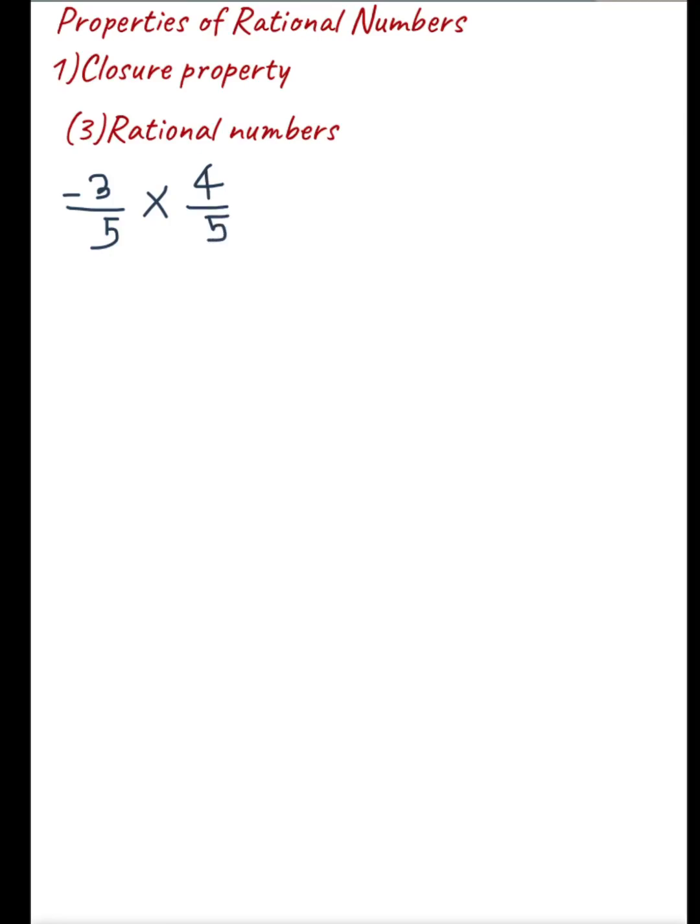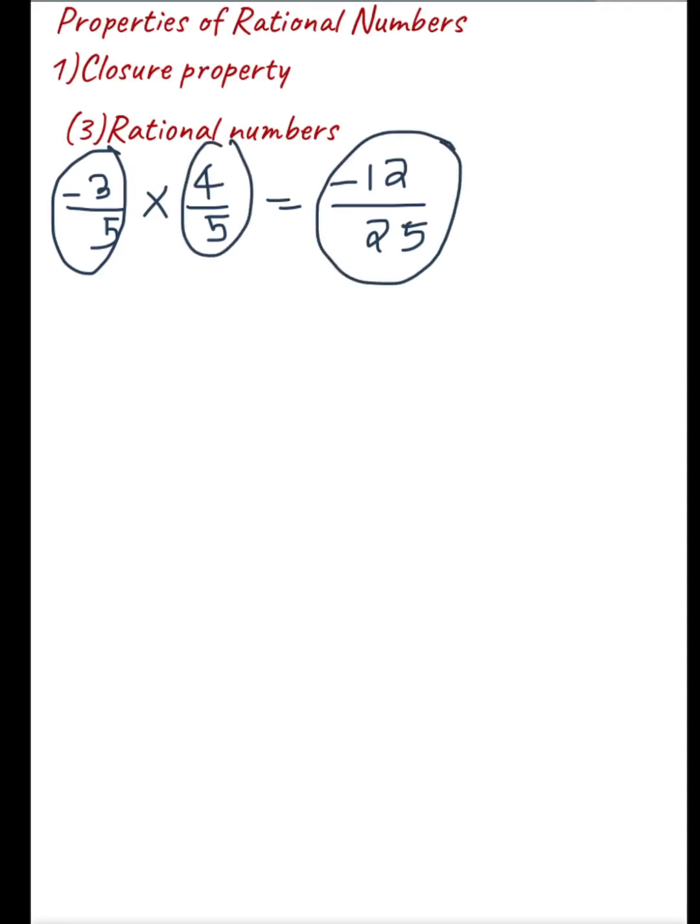Here you can see that when you multiply minus 3 into 4, what will be the answer? It's minus 12. Now what is 5 into 5? It's 25. So minus 12 by 25. Here you have taken two rational numbers and multiplied them, and the answer is again a rational number. That means you can say rational numbers are closed under multiplication.